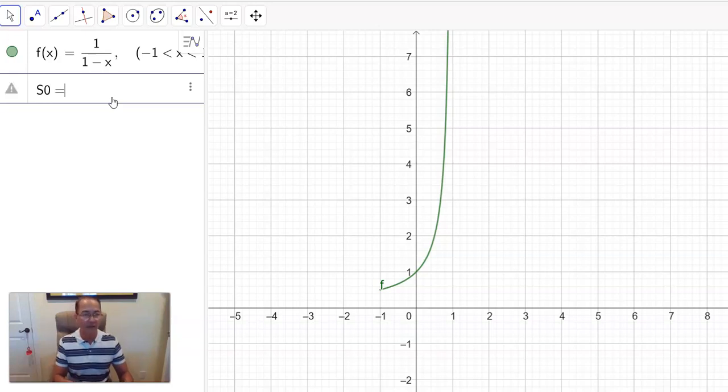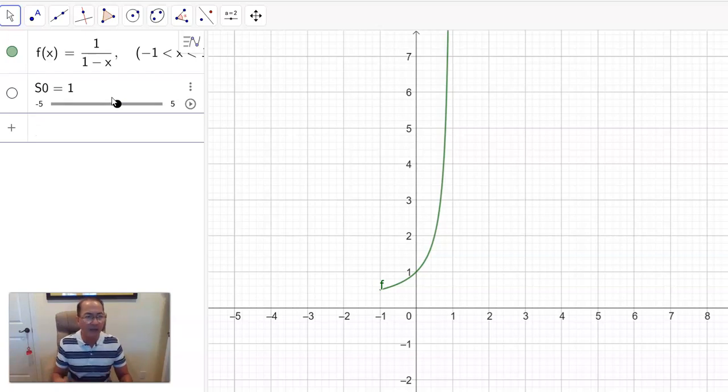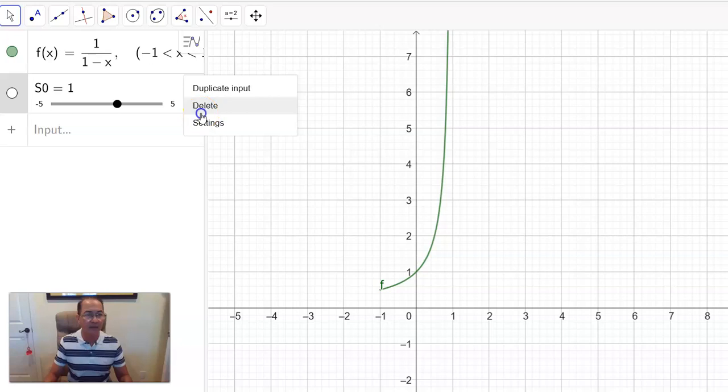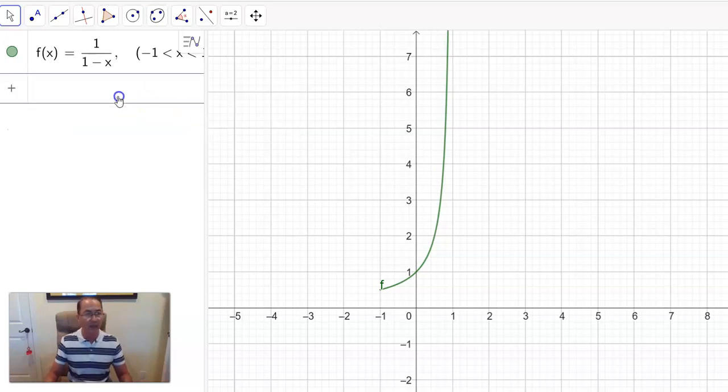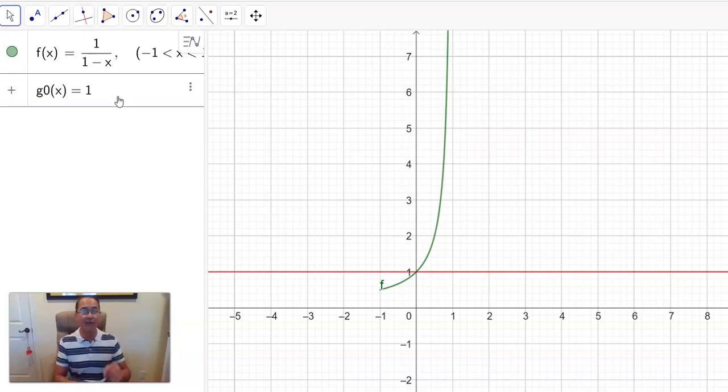So guess what? We can graph those partial sums starting with S0. S0 is simply 1. Now, will this actually give us a graph? No, it gives us a slider. Sorry about that. Let's delete that. How about g0 of x equal to 1? Oh, there you go. And this time, we will restrict x to be between -1 and 1.